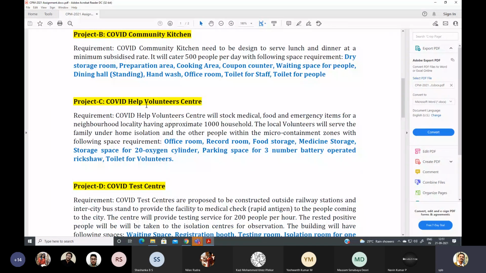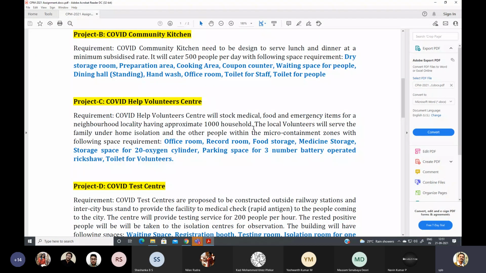Then the COVID Health Volunteer Center. The COVID Health Volunteer Center will stock medical items, food items and emergency items for the neighborhood locality, for approximately 1,000 households. So in your locality, 1,000 households.